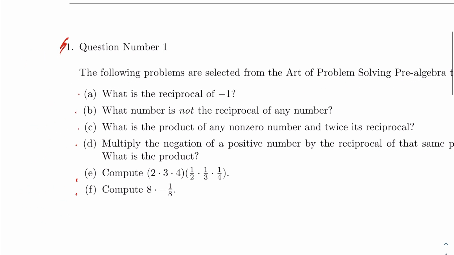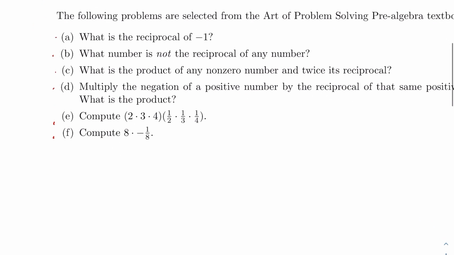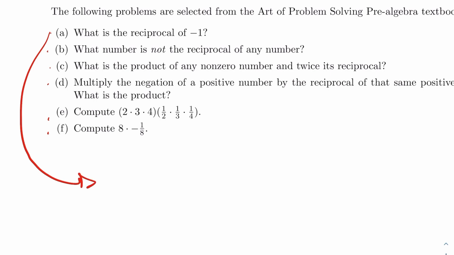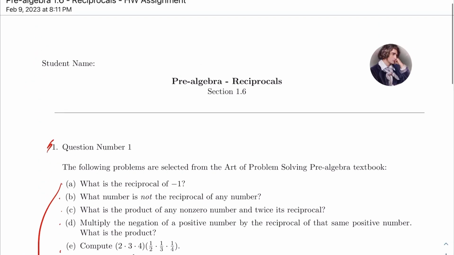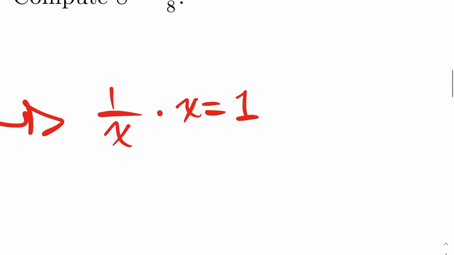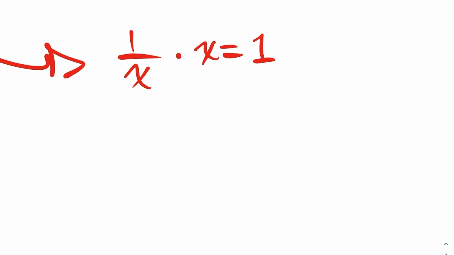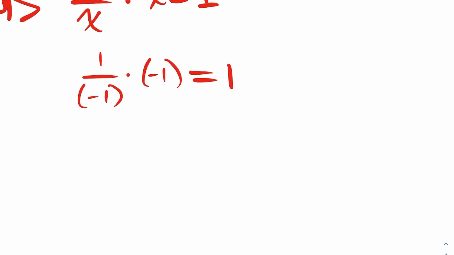What is the reciprocal of -1? To find it, we want to remember our reciprocal definition: 1 over x times x is equal to 1. So we can plug in -1 and -1 over here. If we combine these, we get -1 over -1, and the negatives cancel out, and we just get 1 over 1, which is 1, and so that checks out.